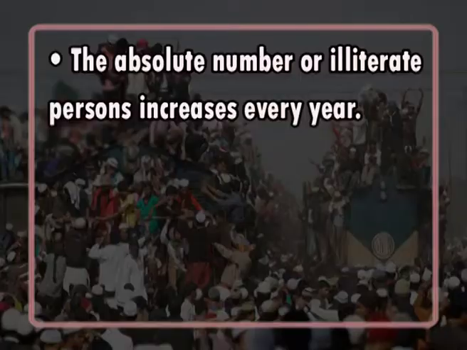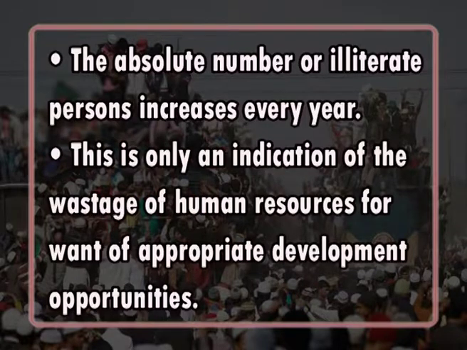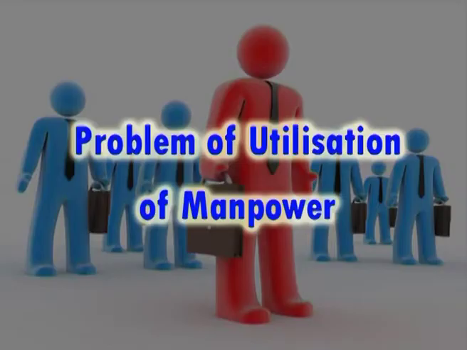The proportion of children in schools is not increasing fast, and vast numbers are still not covered. The absolute number of illiterate persons increases every year. This is only an indication of the wastage of human resources for want of appropriate development opportunities. Problem of utilization of manpower.